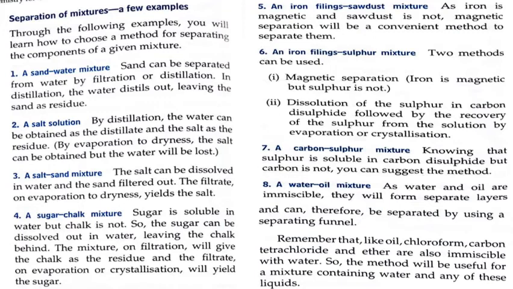And next is a water oil mixture. Simplest, we have seen the separating funnel. Remember that like oil, chloroform, carbon tetrachloride and ether are also immiscible with water. So the method will be useful for a mixture containing water and any of these liquids. If in the paper you are given that this is mixed with water, these examples, you can say that we can separate these by separating funnel because they are not mixed with water.